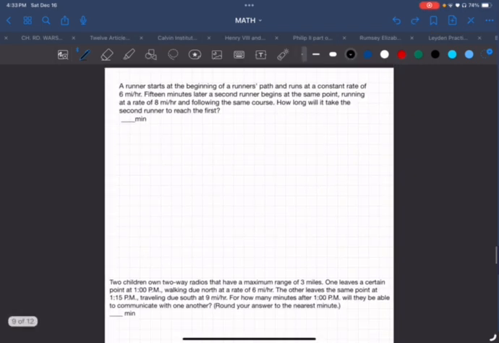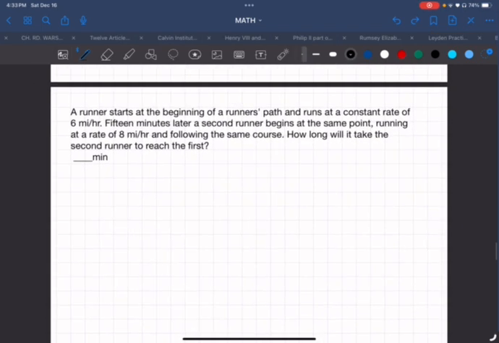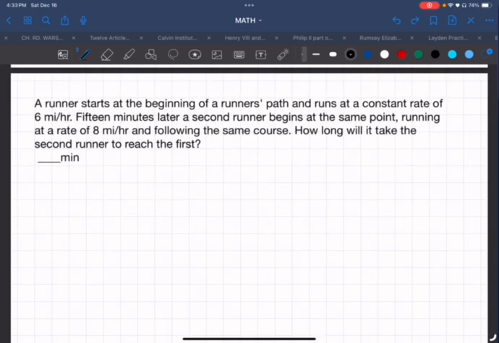Alright, let's do some word problems. I feel like these are the hardest for me. So this is just distance equals rate times time. A runner starts at the beginning of a runner's path and runs at a constant rate of 6 miles an hour. 15 minutes later, a second runner begins at the same point running at a rate of 8 miles an hour and following the same course. How long will it take the second runner to reach the first?